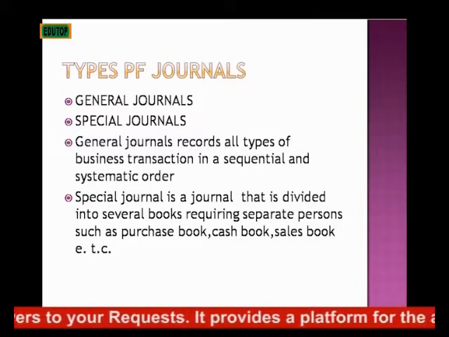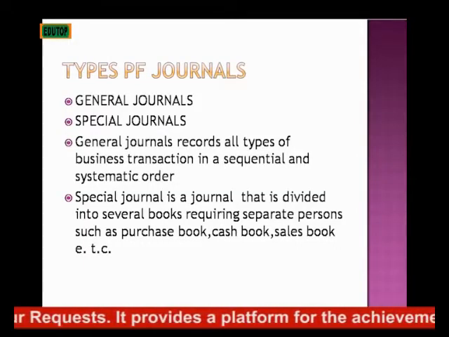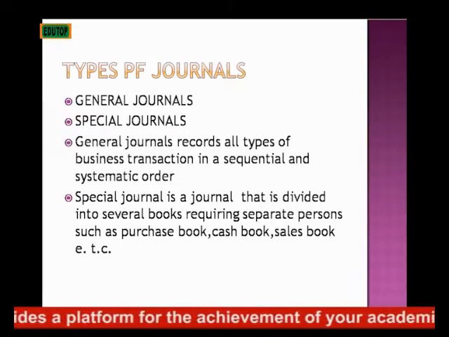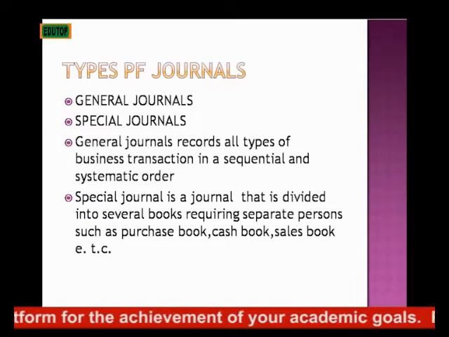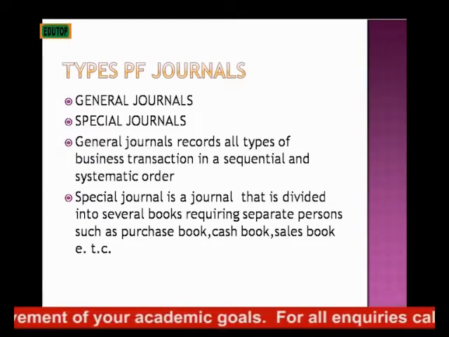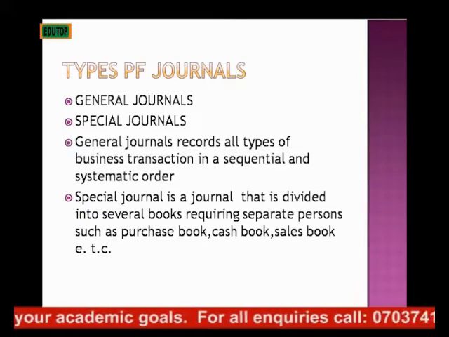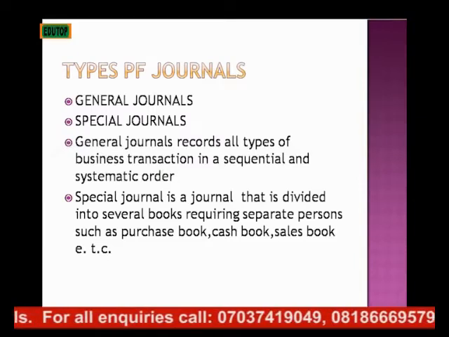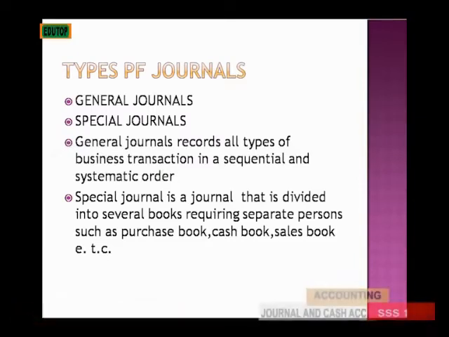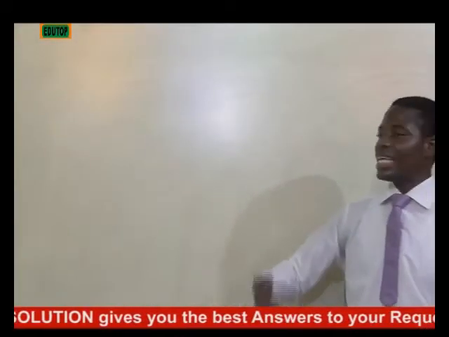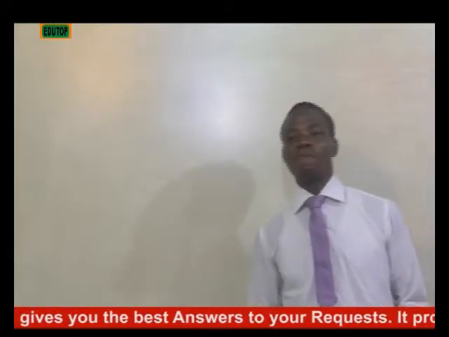General journal into special journal. A special journal is where you post several books or accounts into separate accounts, like the sales book, the purchase book, the cash book. When we're talking about the purchase book, that means any transaction that relates to purchases must be posted into the special journal. Any sales transaction must not be posted into it, unlike a general journal.